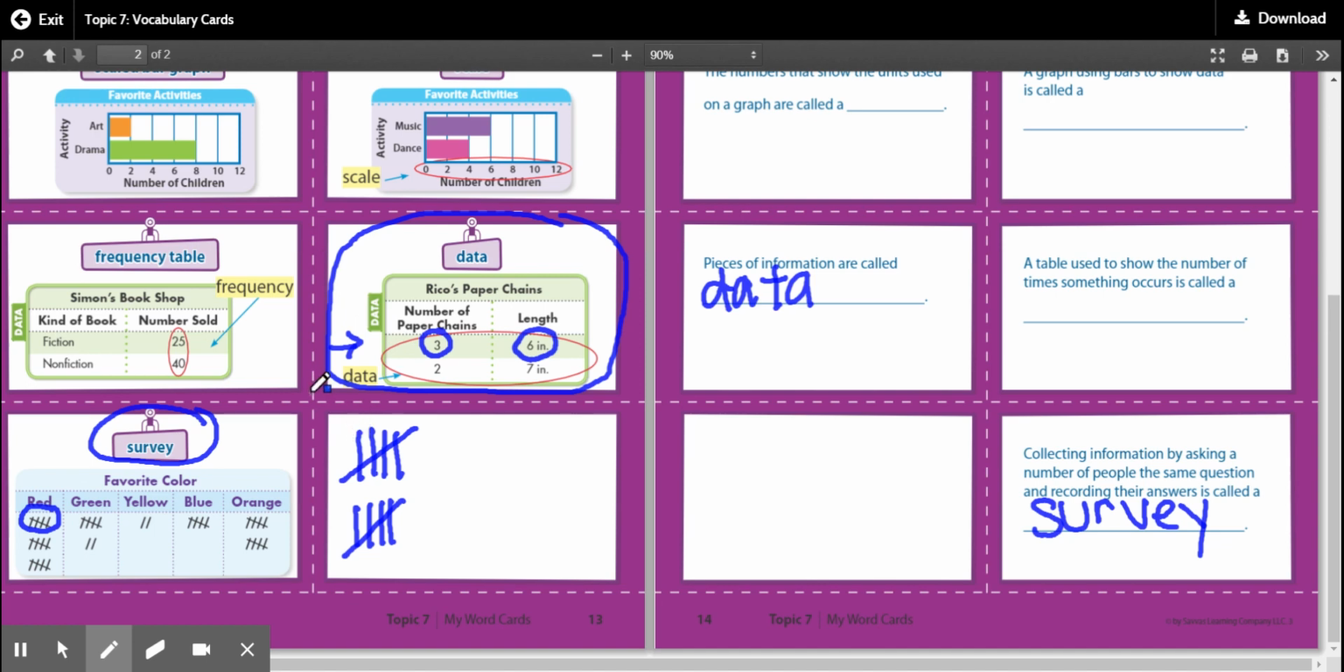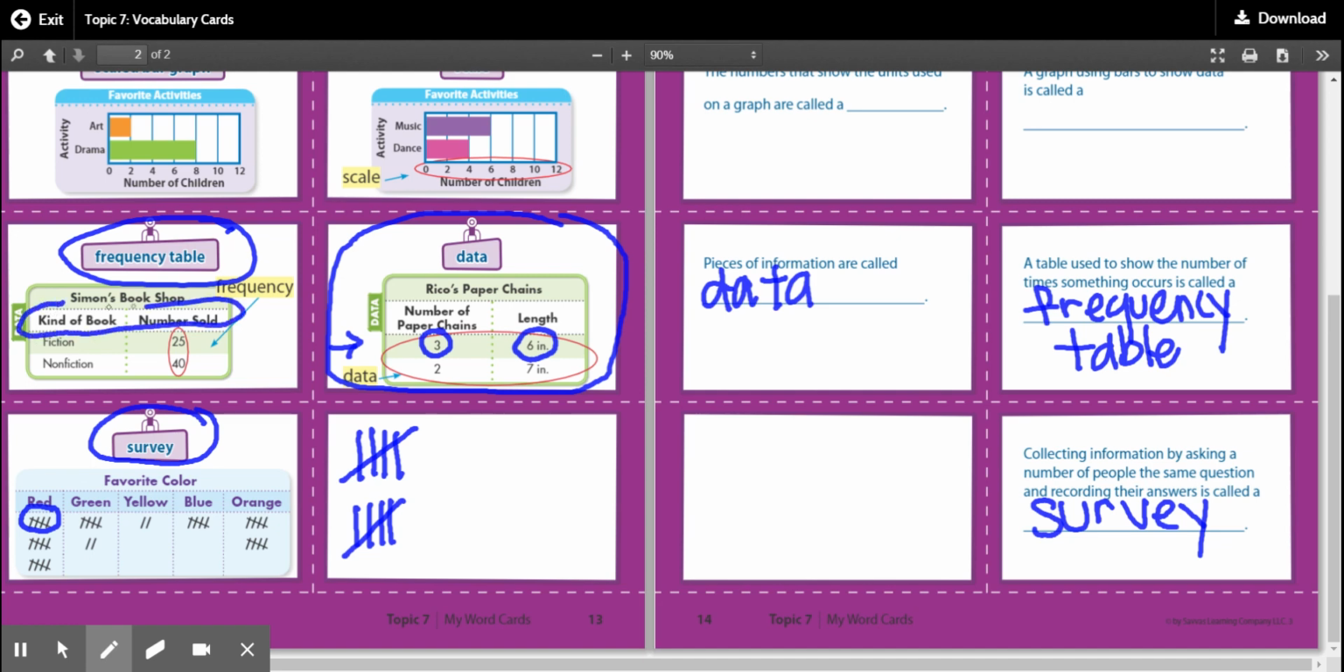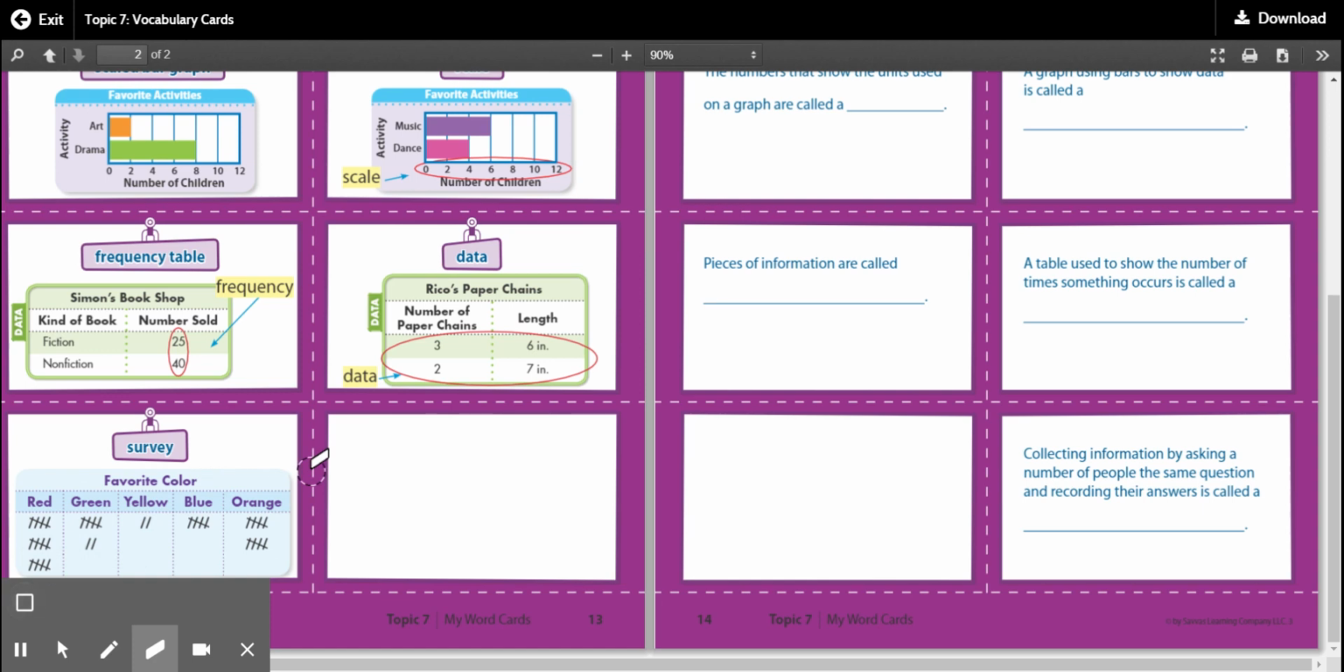Well, the first example that we see is called a frequency table. A table used to show the number of times something occurs is called a frequency table. And in the example that they show you, the frequency table is about the kind of book and how many times it's sold at Simon's bookshop. And the frequency is represented right here with the numbers 25 and 40. All right, so let's move up and take a look at the rest of our terms.